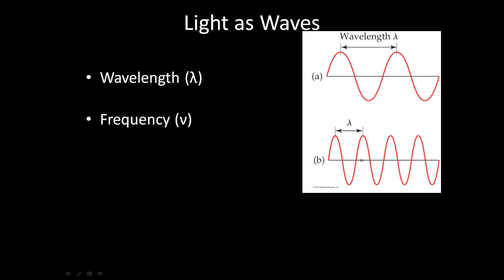Since light has waves, all waves have two fundamental characteristics. They have a wavelength, that is how long an individual wave or how large an individual wave is, how much space it covers. So wavelength and frequency.